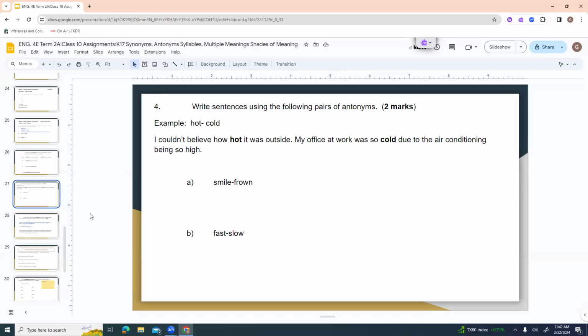Number 4, write sentences using the following pair of antonyms. And those are worth 2 marks. For example, hot and cold. I couldn't believe how hot it was outside. My office at work was so cold due to the air conditioning being so high. You can put it in the same sentence if you want, or you can do it in 2 sentences like I did. And the words they want you to use for that are smile, frown, and fast, slow.